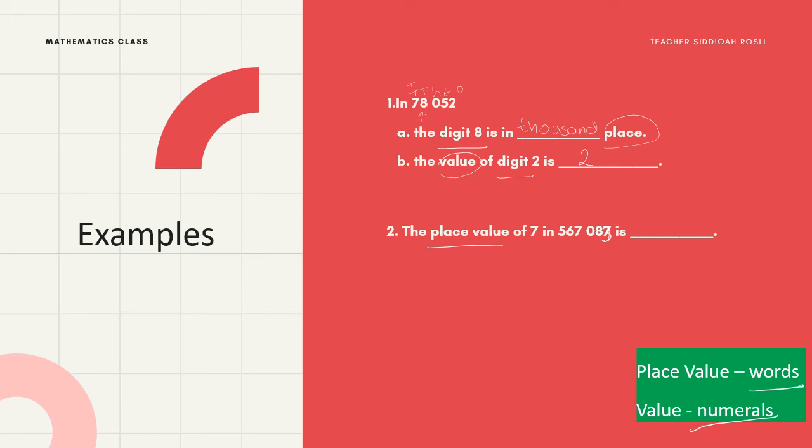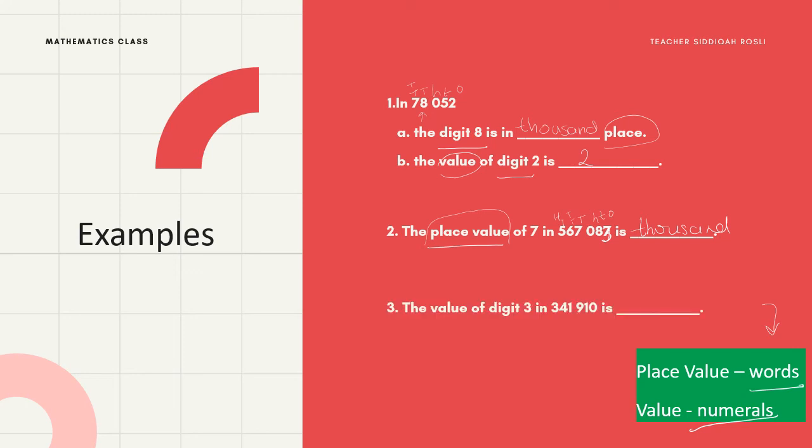So now we have 567,083. First thing first, it helps if you label the place value. So here as ones, tens, hundreds, thousands, ten thousands, and hundred thousands. The place value here means words. So where is 7? 7 is in the thousands place. Then your answer in words is thousands.